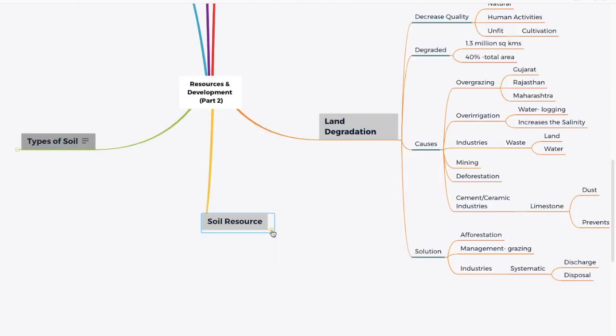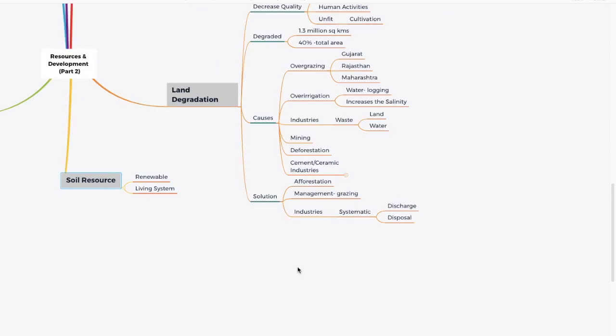Let's talk about soil as a resource. Soil is the most important renewable natural resource. It supports different types of living organisms. Hence, it is also called as a living system.